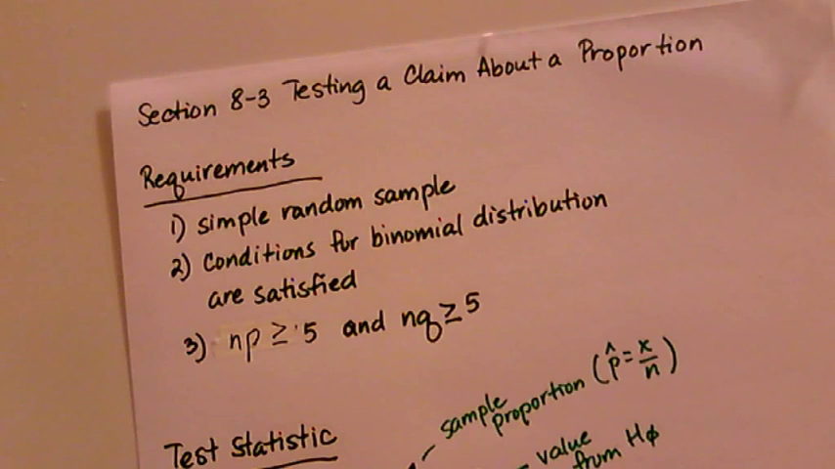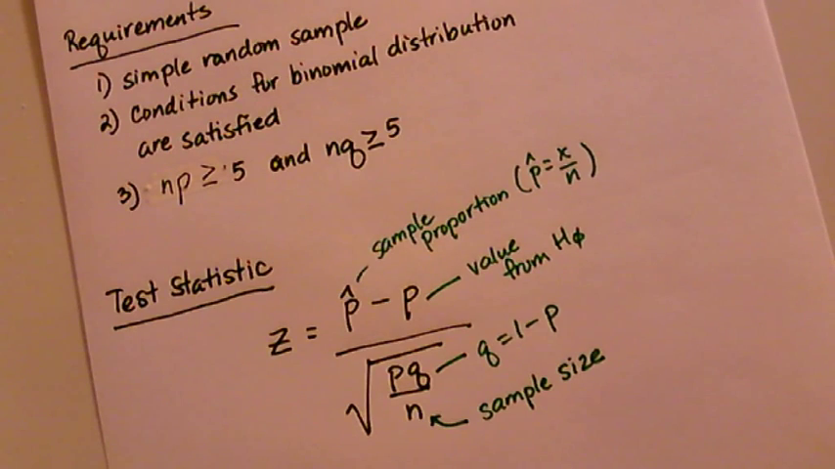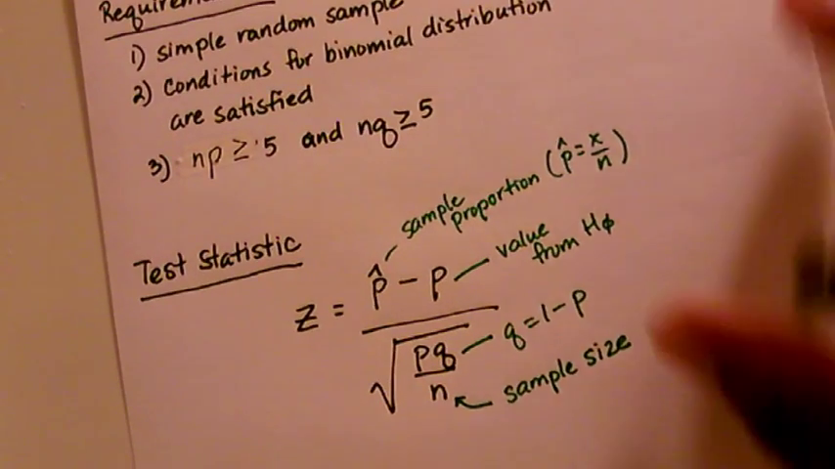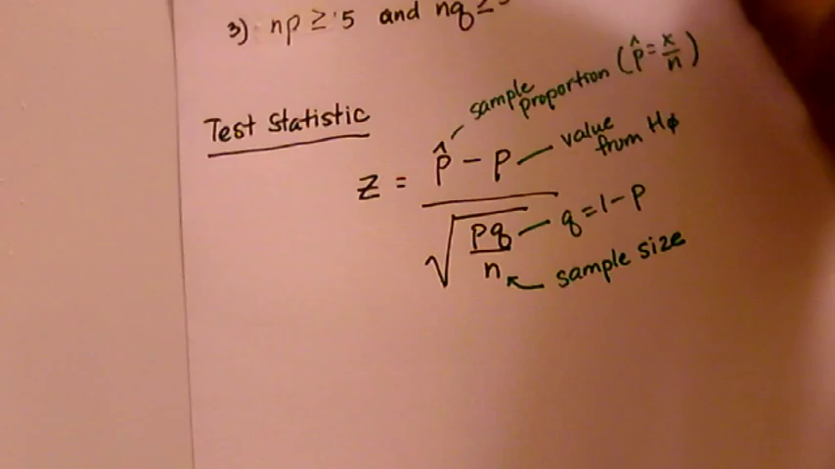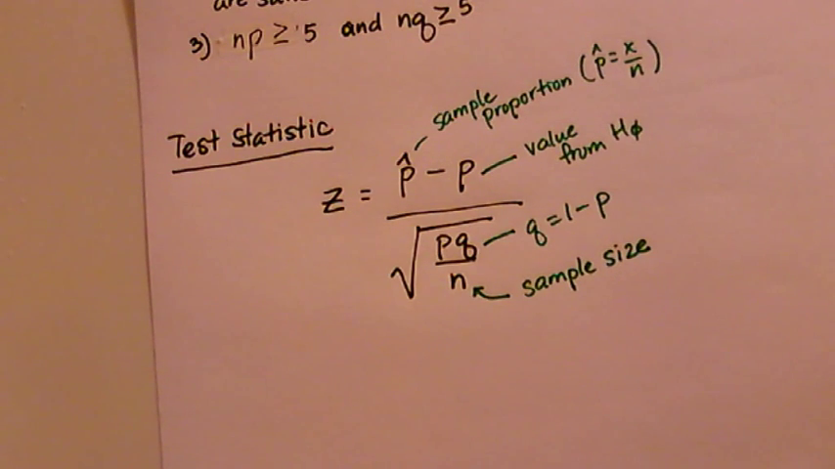And once that's met, we can apply the test statistic for a proportion. And the test statistic, by the way, is this formula. z is equal to p hat minus p, and all that's divided by the square root of pq divided by n, and that pq divided by n is all underneath the radical.